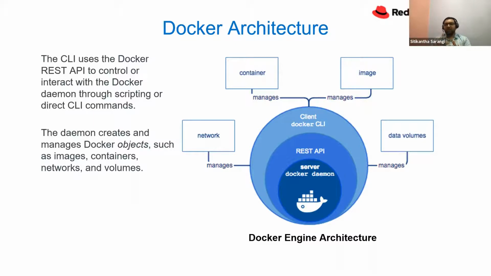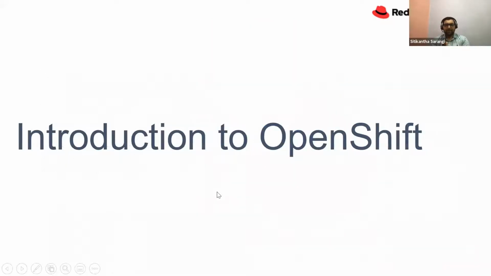Once you install the Docker engine, the Docker daemon will be installed, and then the Docker CLI client will also be installed. Using the CLI client, you can issue all these commands, and it will connect to the Docker daemon using the REST API, which will show you the image status and the running container status as well. Okay, we can move on to the next one.